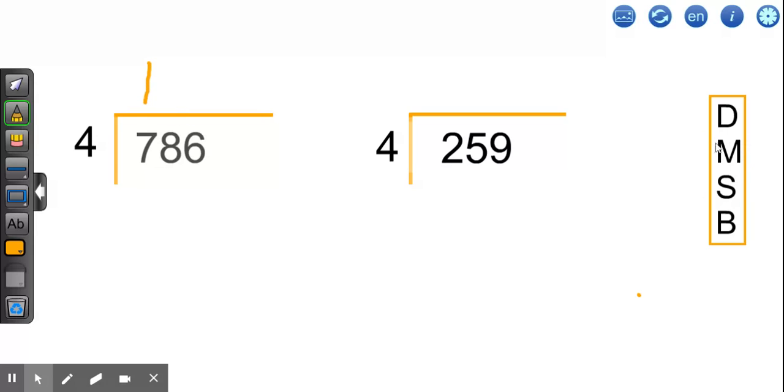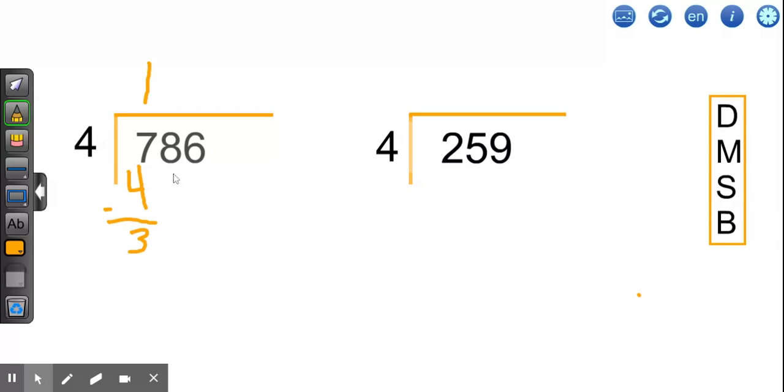Now we multiply. 1 times 4. So we take the number up here. 1 times 4 is 4. We write that number right underneath the 7 because that's the number that we're working with right now. So 1 times 4 is 4. The next step is subtract. So we subtract 4 from 7. 7 subtract 4 is 3.